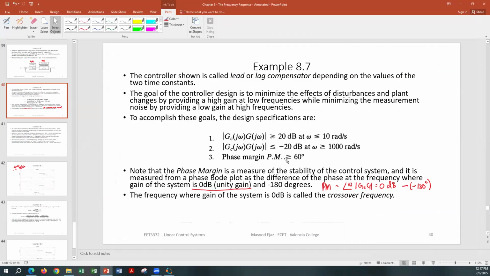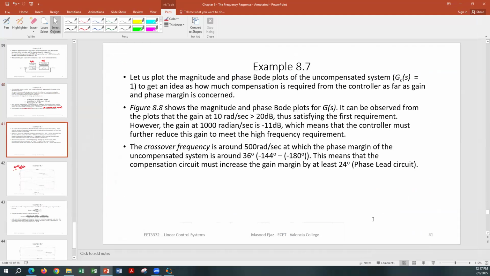And the phase margin should be greater than or equal to 60 degrees. Our phase margin is coming out to be 36 degrees, which is not greater than 60 degrees. This means that the compensation circuit must increase the phase margin by at least 24 degrees. It has to be a phase lead circuit, basically.